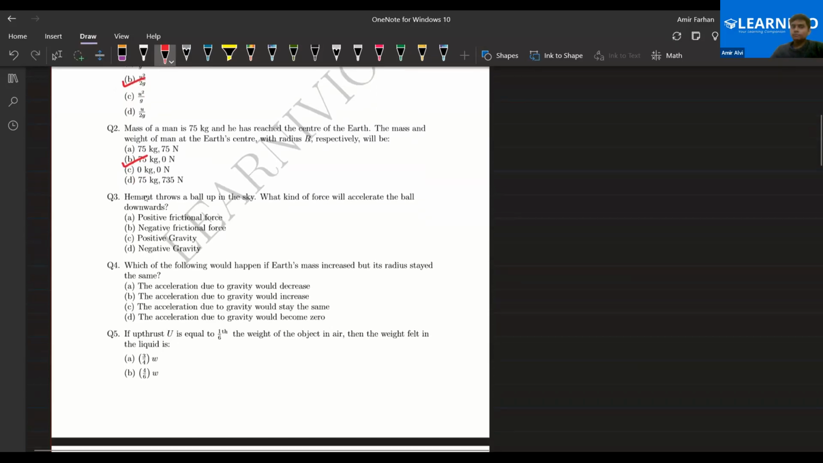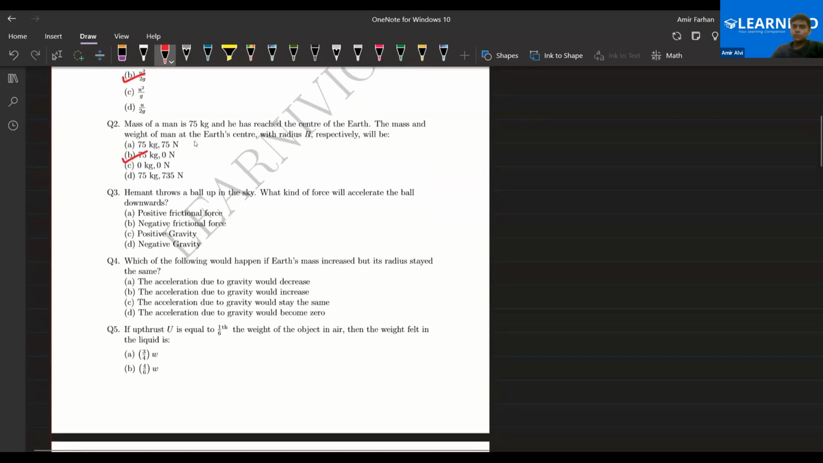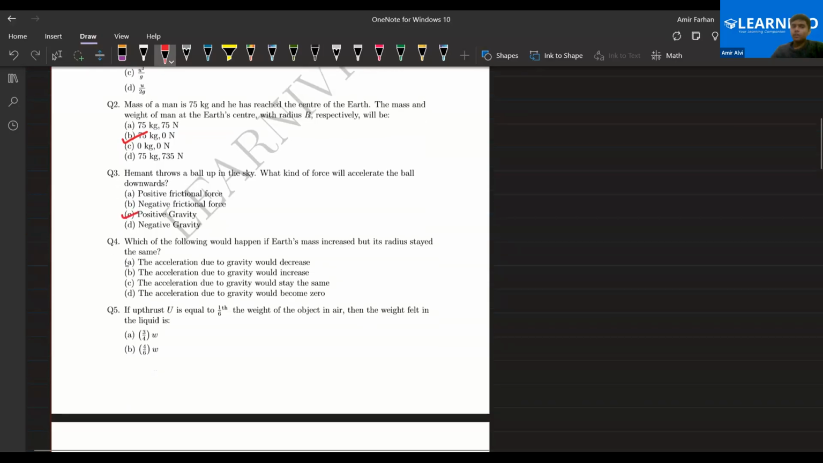Man throws a ball. So what kind of force will accelerate the ball downwards? That is positive gravity.